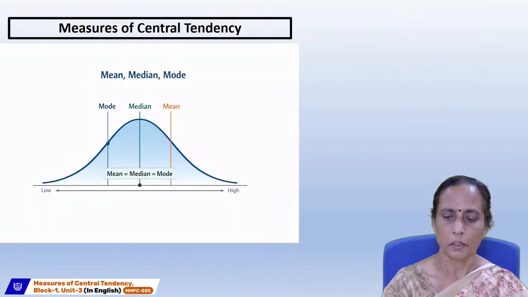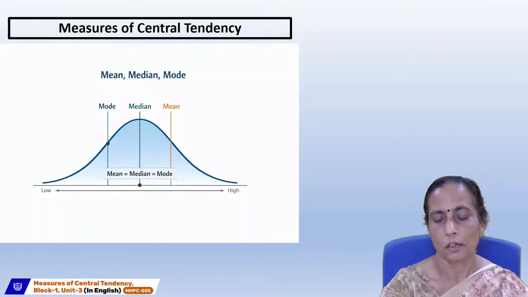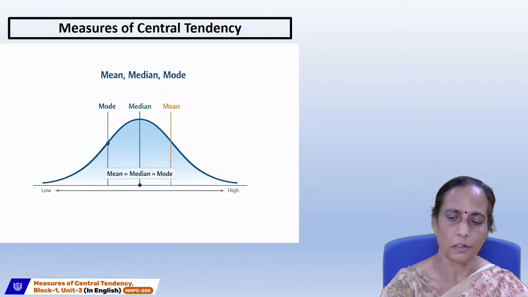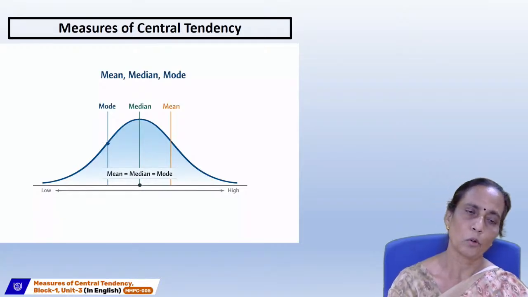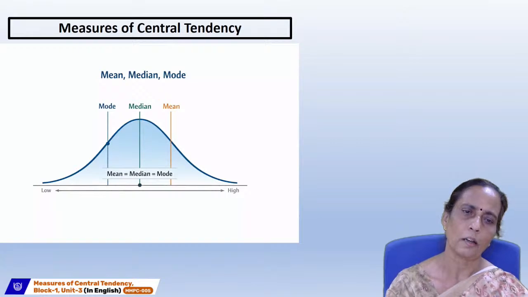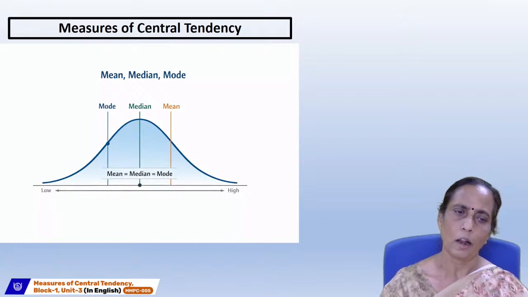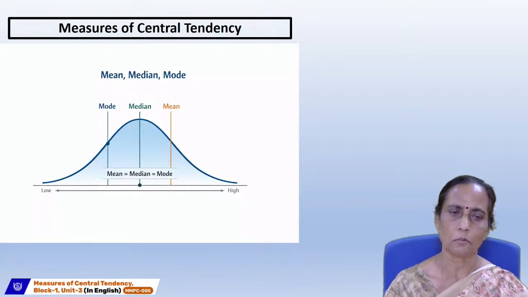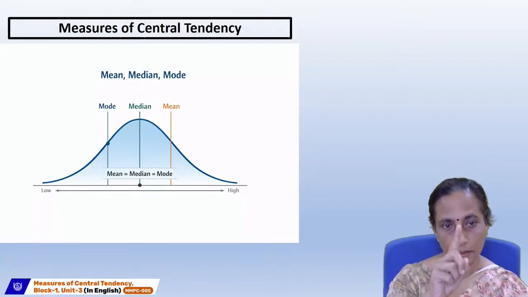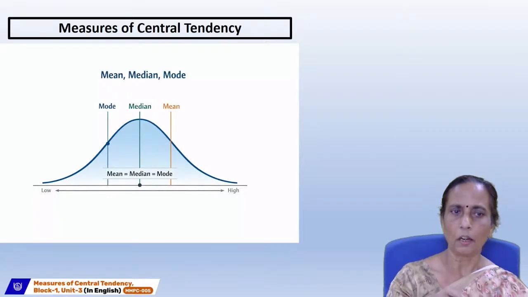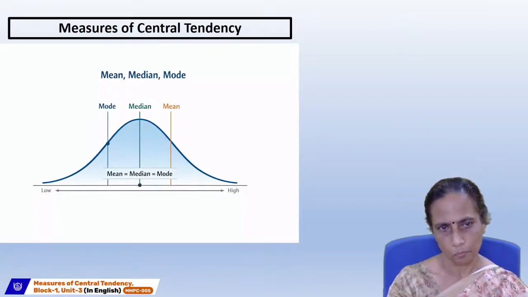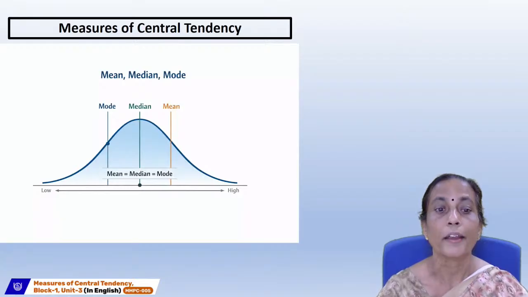Basically we have several measures of central tendency, but the most frequently used are these three: mean, median and mode. And if your curve is like this, we call it a bell-shaped curve. Then at the top of it, your mean, median and mode, all three, are equal.